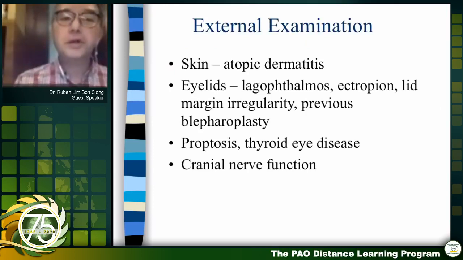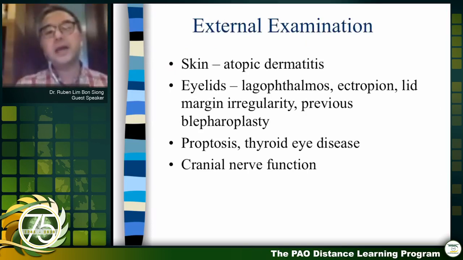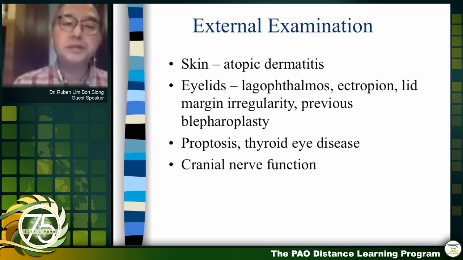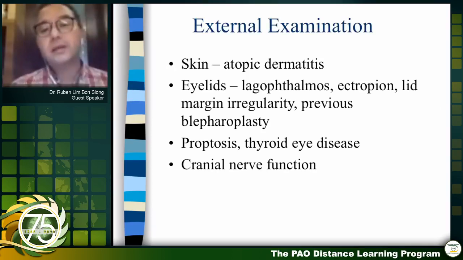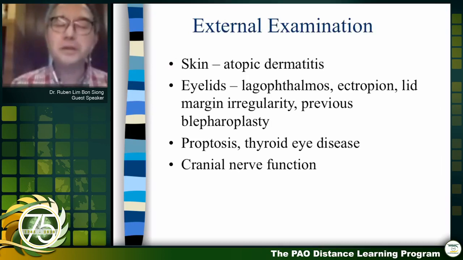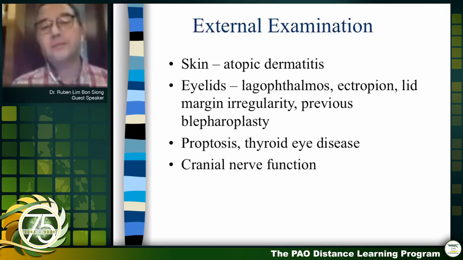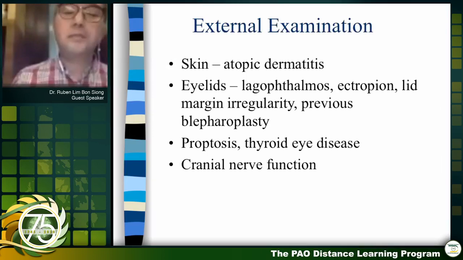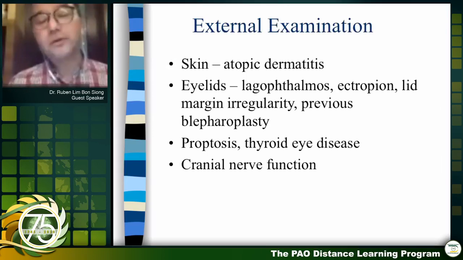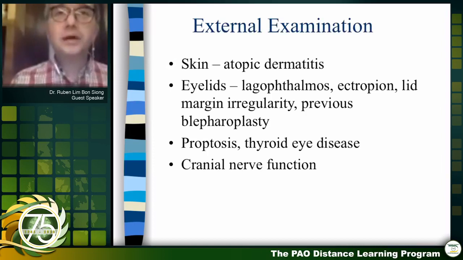So for external examination, basically look for other things that can explain the findings or the symptoms of the patient, like atopic dermatitis, or these also risk factors. Eyelid changes, again, very common, can cause very similar dry eye symptoms, like lagophthalmos, ectropion, lid margin irregularity, history of blepharoplasty causing lagophthalmos or poor apposition of the lid margin to the eyeball itself. Check for those. If they have proptosis, thyroid eye disease, more exposure.